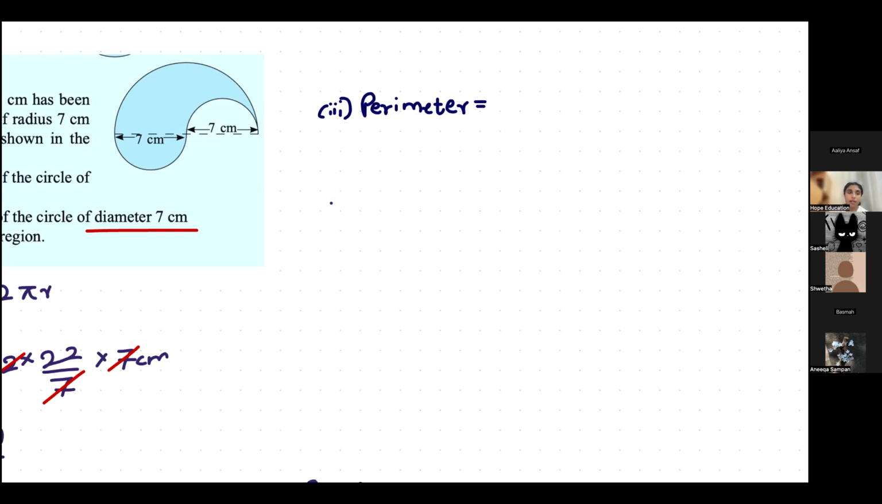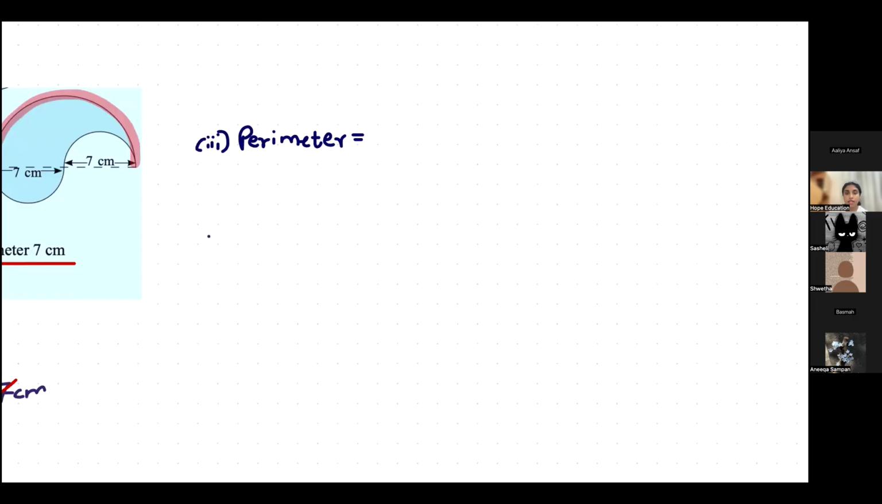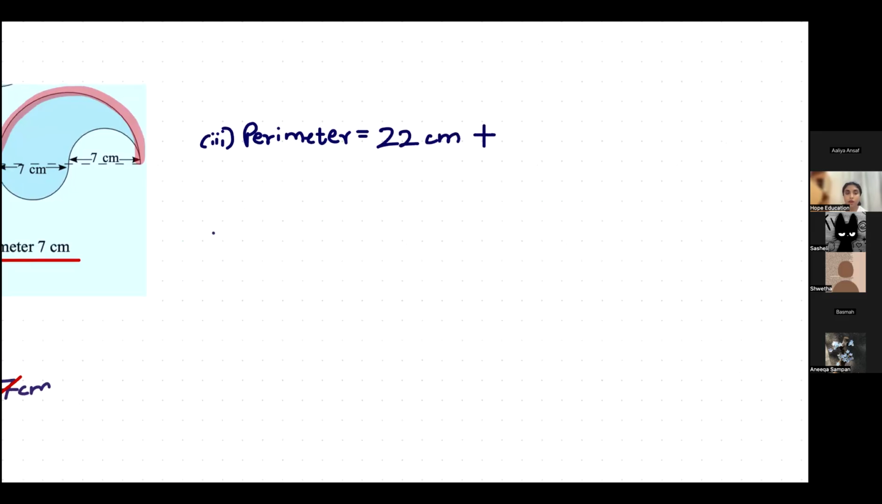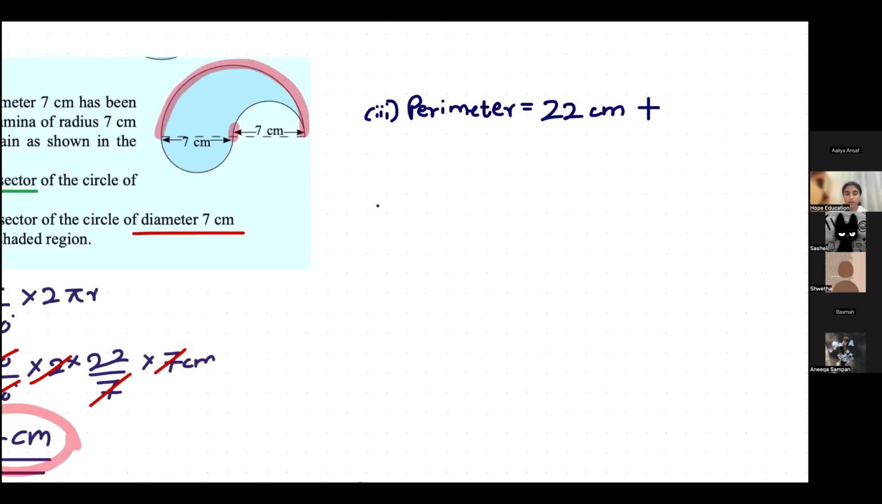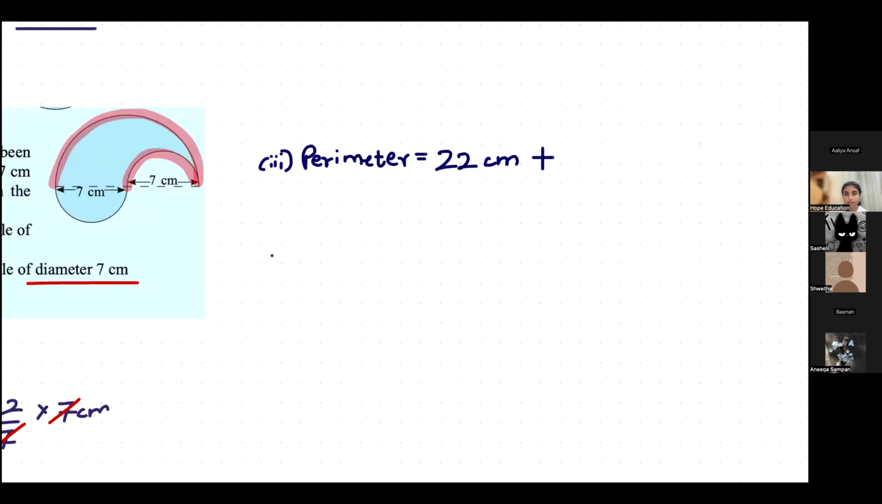First I take this arc length, the big arc length. So the big arc length of the big semicircle is this, 22 centimeters. So 22 centimeters, plus, next I take this small arc. What is the length of that small arc? We found here it's 11 centimeters. So I add 11 centimeters.